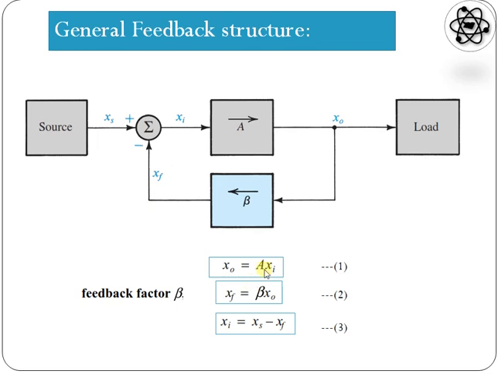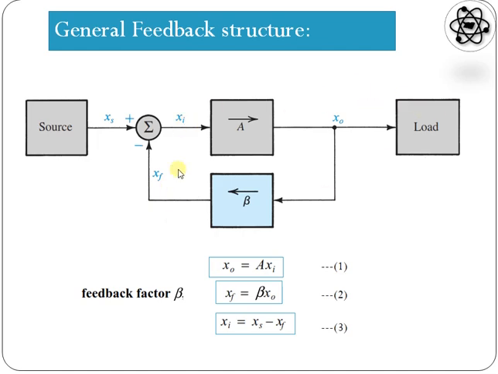X0 is equal to A into Xi. The output X0 is fed to the load as well as to a part of the feedback network which produces a sample of the output, and this sample Xf is related to X0 by the relation given in equation number 2. Xf is equal to beta times X0, where beta corresponds to the feedback factor. The feedback signal Xf is subtracted from the source Xs, which is the input to the complete feedback amplifier, in order to produce Xi, which is the input to the basic amplifier.